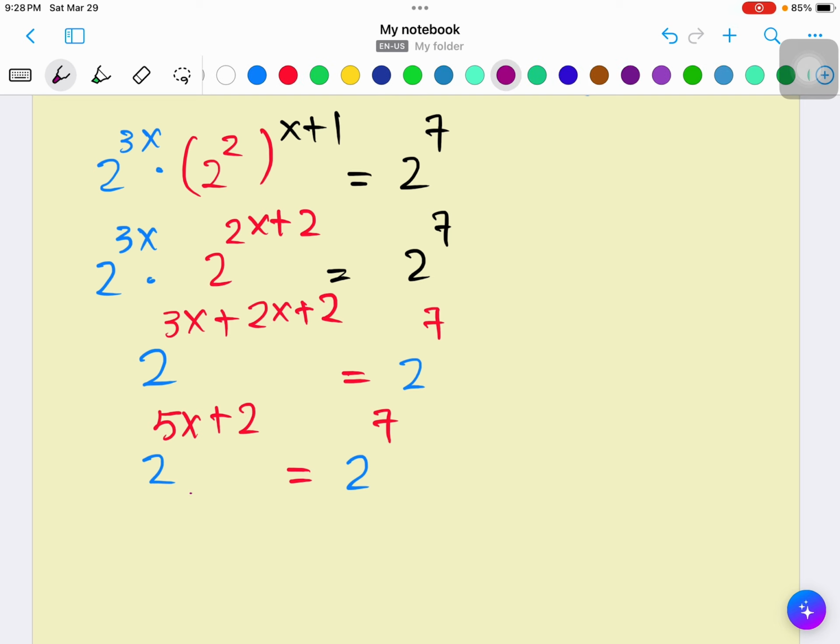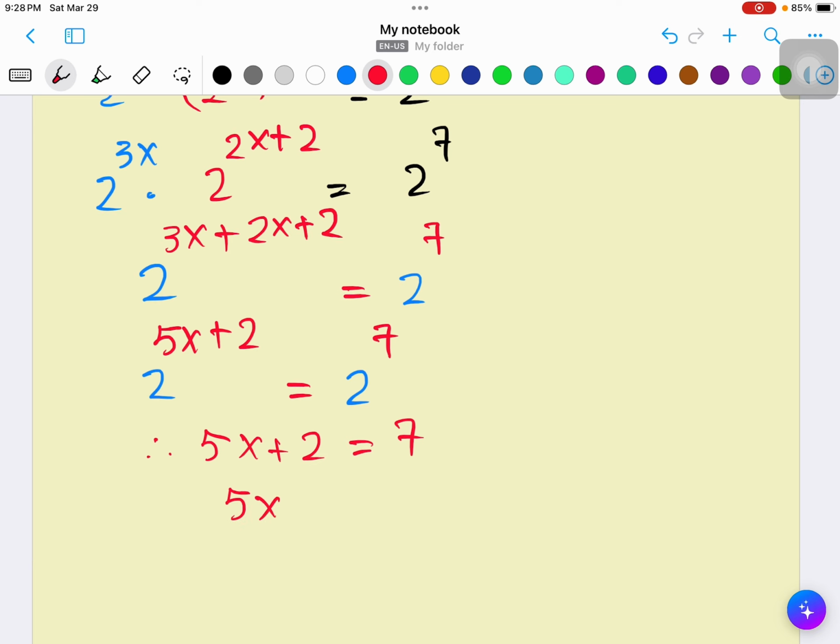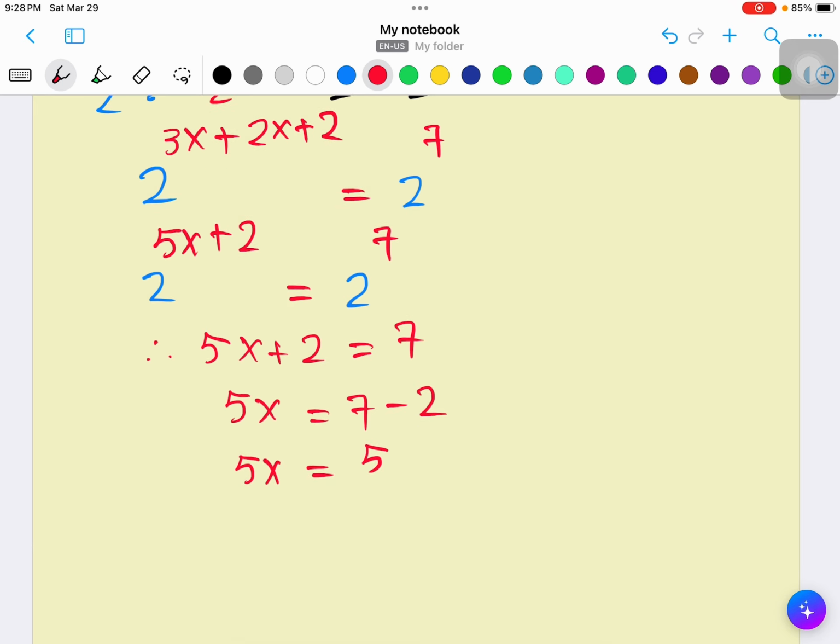If bases are the same, then exponents are equal, so 5x plus 2 equals 7. 5x equals 7 minus 2. 5x equals 5. Dividing both sides by 5, 5 and 5 cancel. So x equals 1.